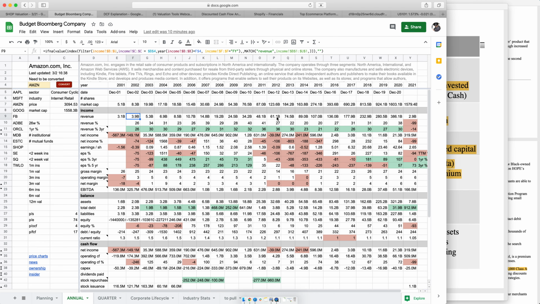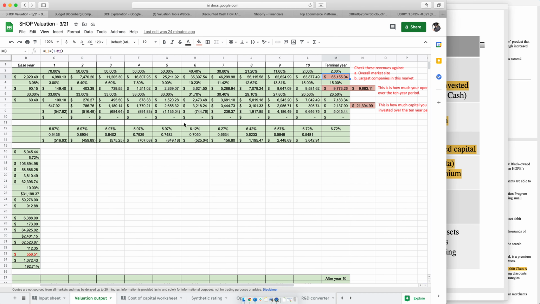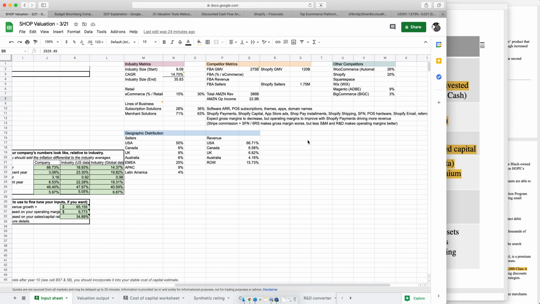Let me see if I can try and figure this out on the fly. One way you can think about it is Shopify GMV. GMV is basically the total value of the transactions going through Shopify. Last year they announced that it was $120 billion. Amazon has a separate, similar parallel business called Fulfilled by Amazon, which is basically the third-party business.